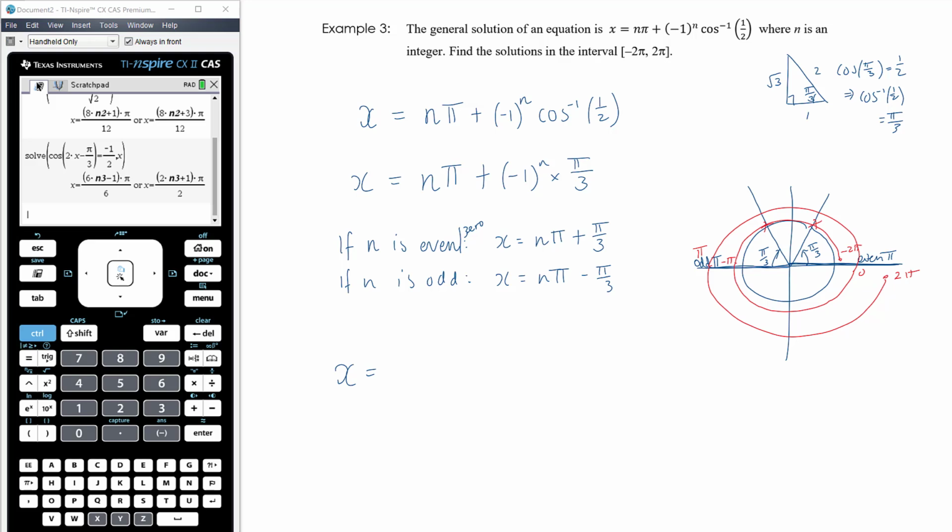So it is negative 2 pi plus pi on 3, so that is negative 5 pi on 3. Sorry, it's a 5. Negative pi minus pi on 3, so that is negative 4 pi on 3. Then 0 plus pi on 3, so pi on 3, or pi minus pi on 3, so 2 pi on 3. So that is all the solutions between negative 2 pi and 2 pi. But just being able to interpret that notation and work out what that means in terms of where my solutions are located in the unit circle.